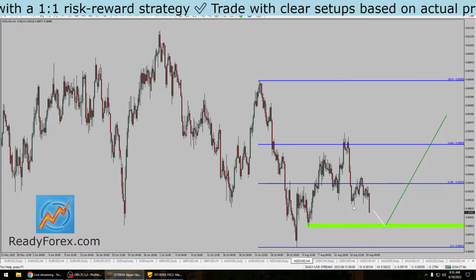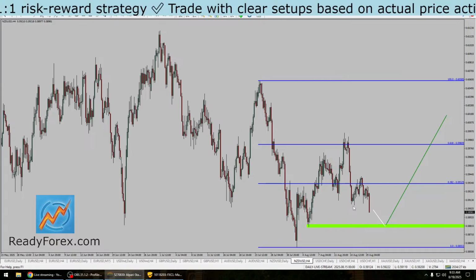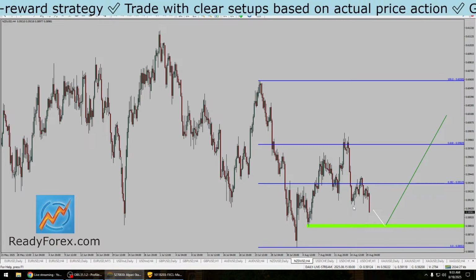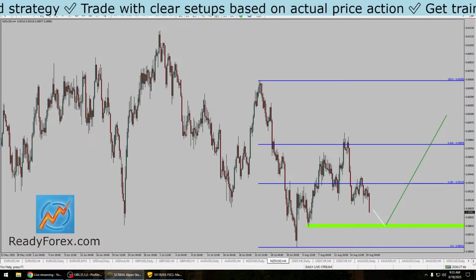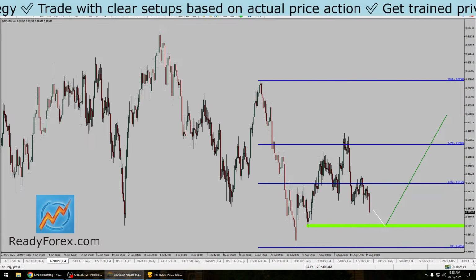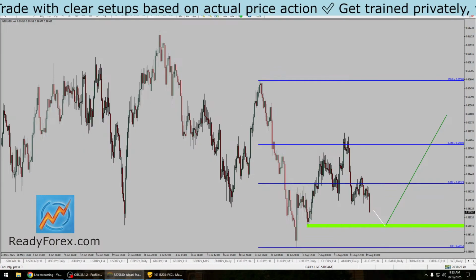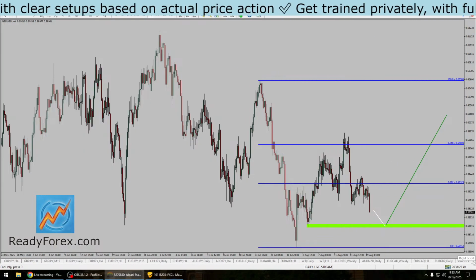So EURUSD, GBPUSD, NZDUSD, the way I see they are going down today, and the USDCAD is actually going up, along with the US dollar Swiss franc currency pair.